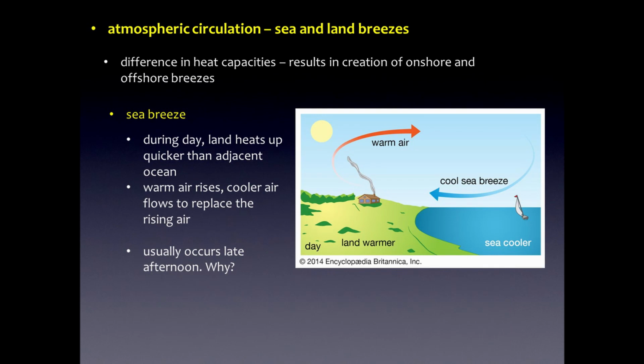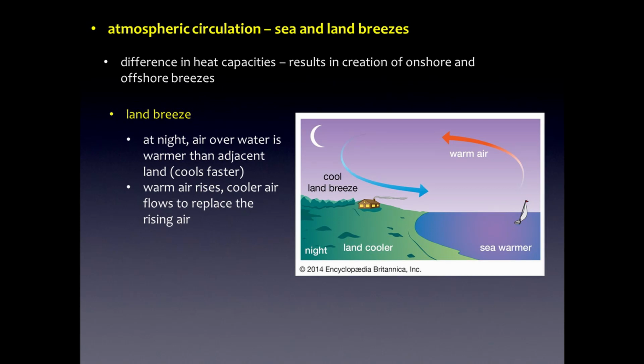During the day, usually in the late afternoon, we can get the creation of an onshore sea breeze. Because land has a low heat capacity, it's going to heat up much quicker than the adjacent ocean. Air above the land is going to heat up and rise, and as it rises and moves up and away, cooler air from the ocean is going to flow in to replace that rising air. Why does it occur in late afternoon? By this time the land has heated up quite a bit, and we have the extreme in temperature differences between the land and the ocean.